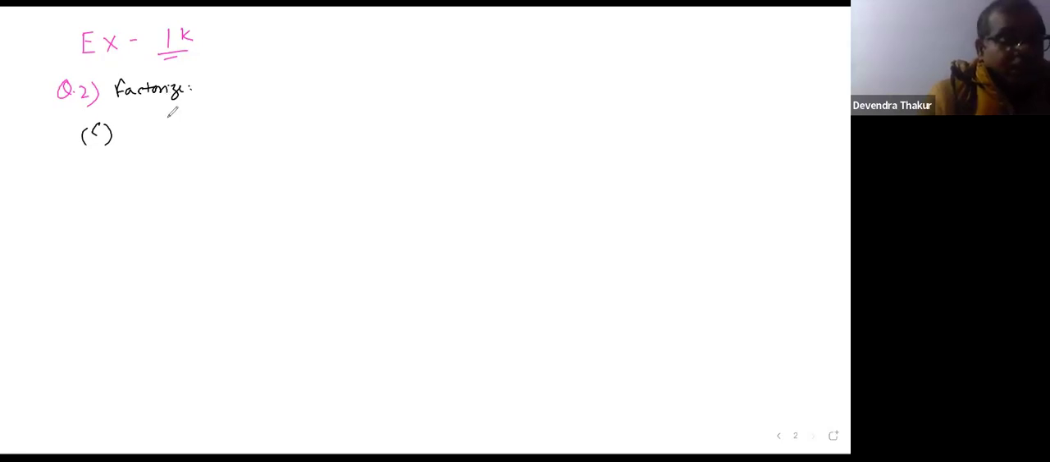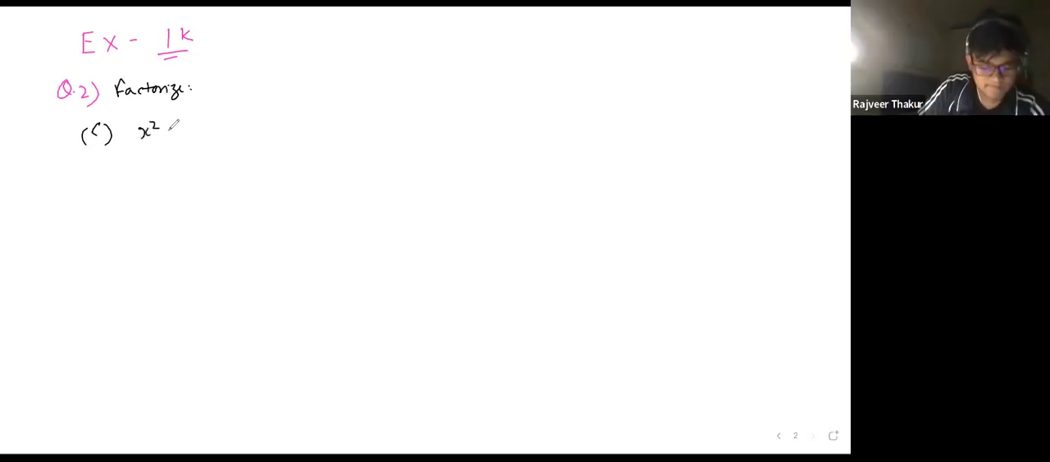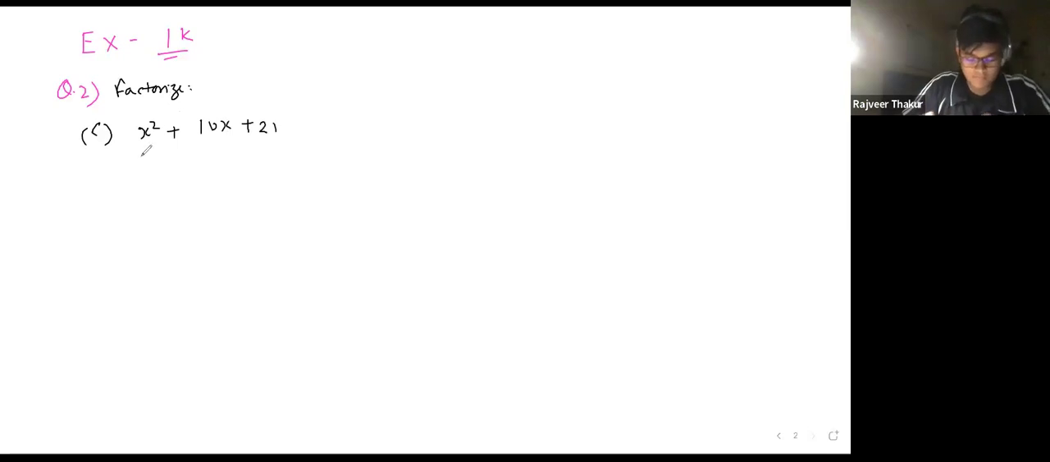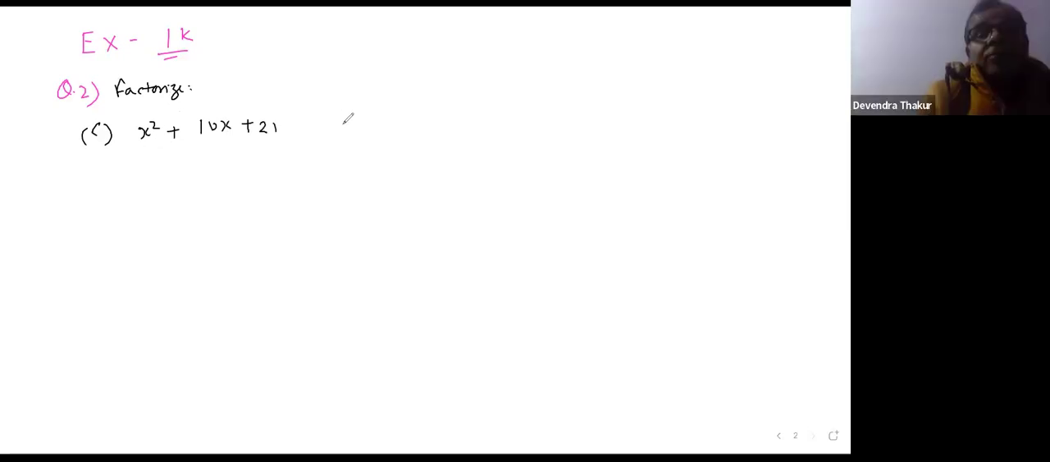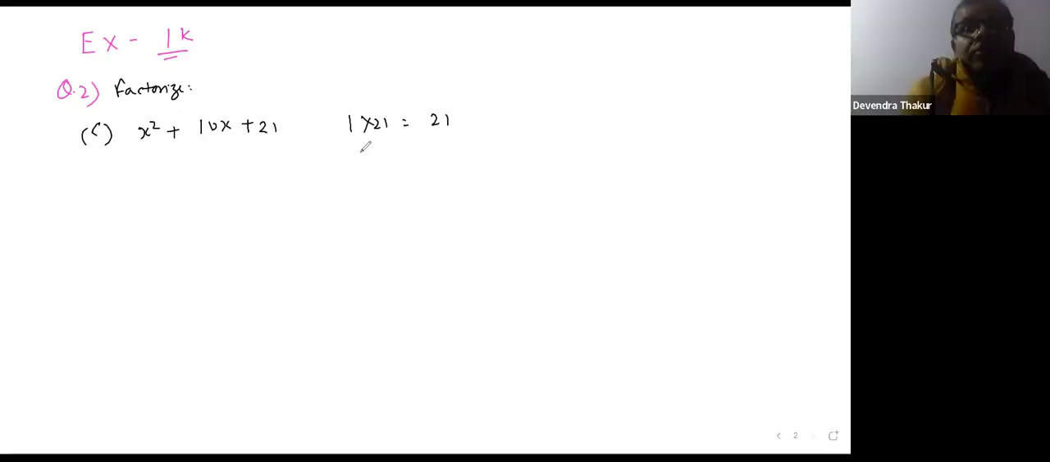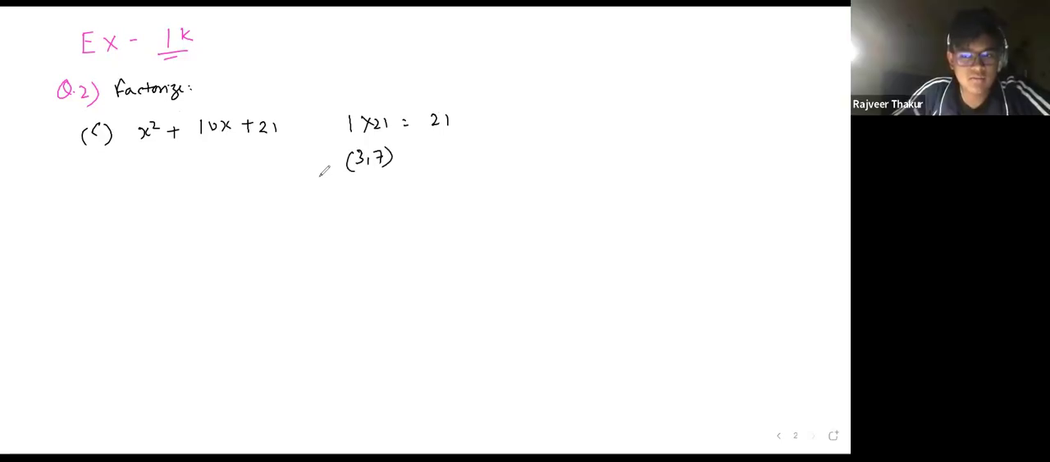So it is x squared plus 10x plus 21. See the coefficient of x squared is 1 and constant term is 21. So 1 times 21 is 21. And 21 has one pair of factors, that is 3 and 7, that add up to 10.